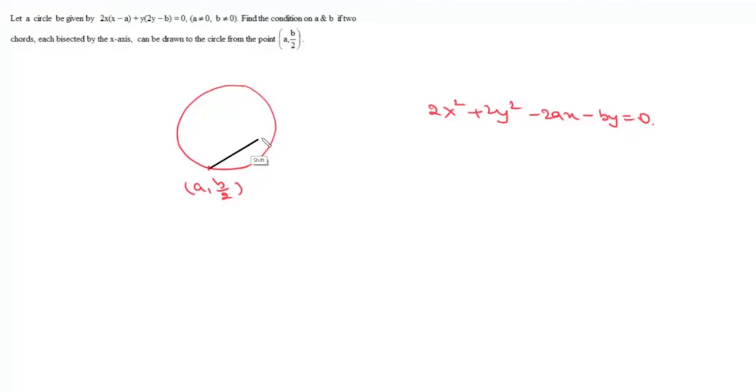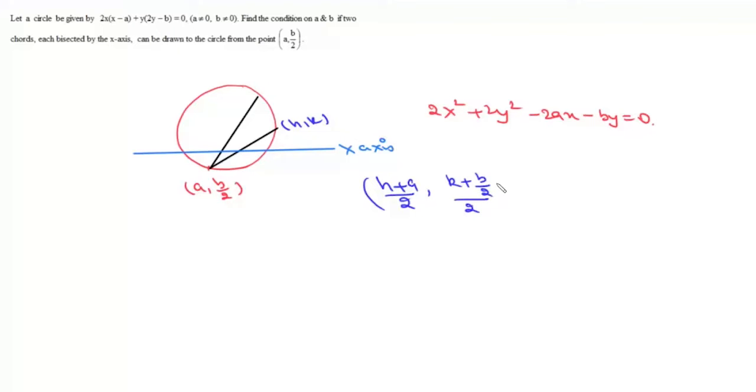Now it says through this point two chords can be drawn on this circle which are bisected by x-axis. So suppose this is your x-axis, and we have to find the condition that two such chords are possible. Now suppose this point is h comma k, then its midpoint will be (h plus a) by 2 and (k plus b by 2) by 2, and if it lies on x-axis then basically y coordinate should be 0. So that means value of k is minus b by 2. So this point will be given by h comma minus b by 2.